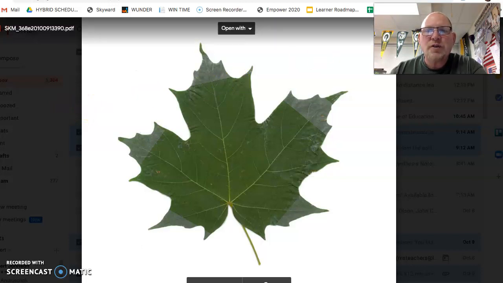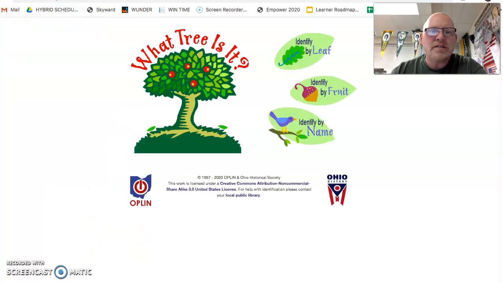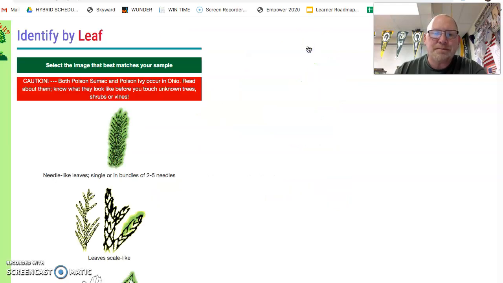The other thing that's going to happen is we are going to use a website called What Tree Is It? It's treeoakland.org, and it starts like this: what tree is it? And you have three options. You can identify the tree by its leaf, by its fruit, and by its name. We are going to identify it by its leaf.